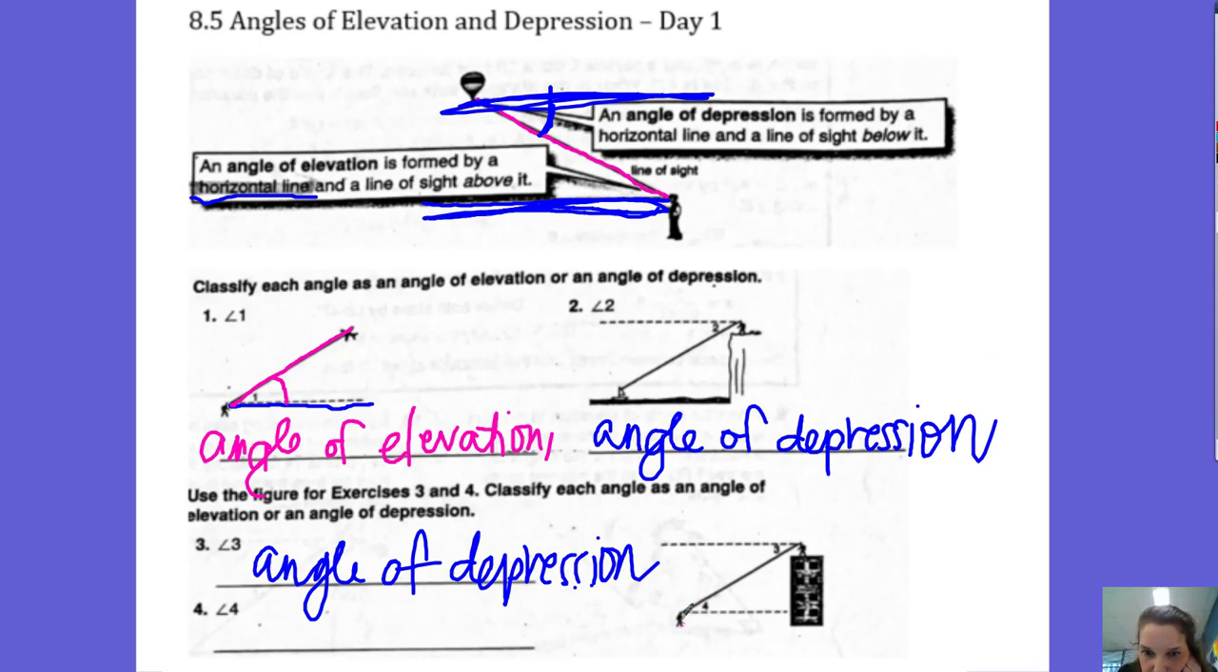And angle 4, here's my person on the ground looking up above him at the person on top of the building. Here's his line of sight looking at somebody above him. Here's my horizontal line. I always have to check for my horizontal line. So this angle, because he's looking above him, is an angle of elevation.